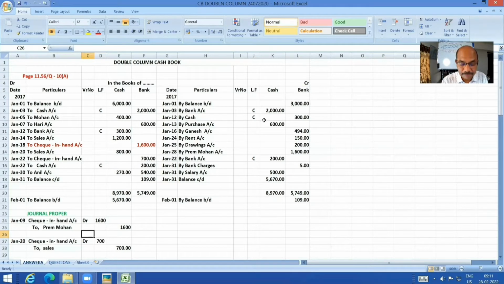Next one. Sold goods to Gopal for 1,500, for which he gave 800 and a check of rupees 700. Somewhat complex. Okay, fine, but I can easily explain it. Fine. On the date of sale, how much cash had come? How much cash we had got? 800. Of course, we have no objection in that. Cash to sales, 800. Okay. And check.